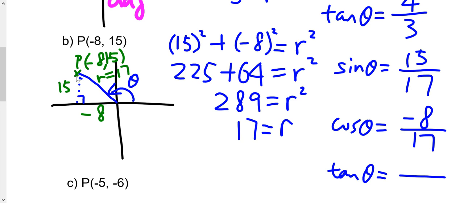And then tangent, opposite over adjacent. You can put a negative up front or put the negative here, it doesn't matter. This one, same thing, negative up front or on the bottom, same thing.